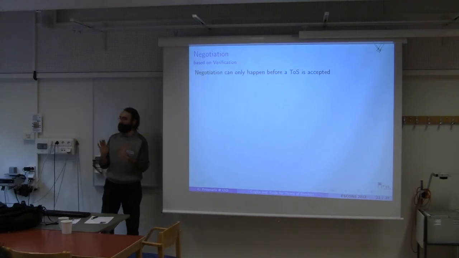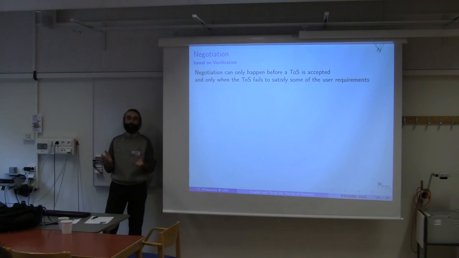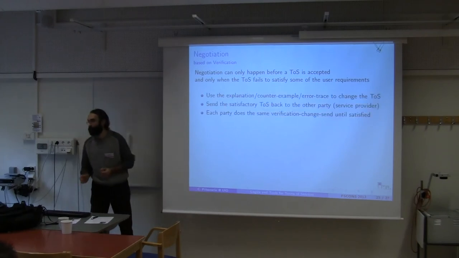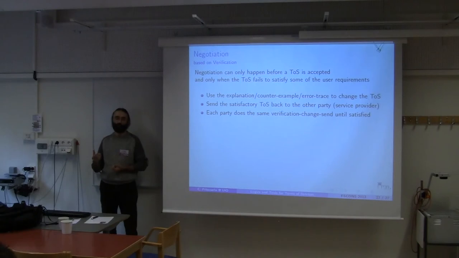So negotiation can happen only before accepting the terms of services, and only when some of the requirements fail the terms of services. So you have some requirements that fail, this means you are not satisfied with the terms of services, you cannot accept yet. So what you will do is use the explanation that the model checking gives you to change the terms of service. And then you send back these terms of service that you now like, because it respects all your requirements, to the service provider. And they do the same thing now.